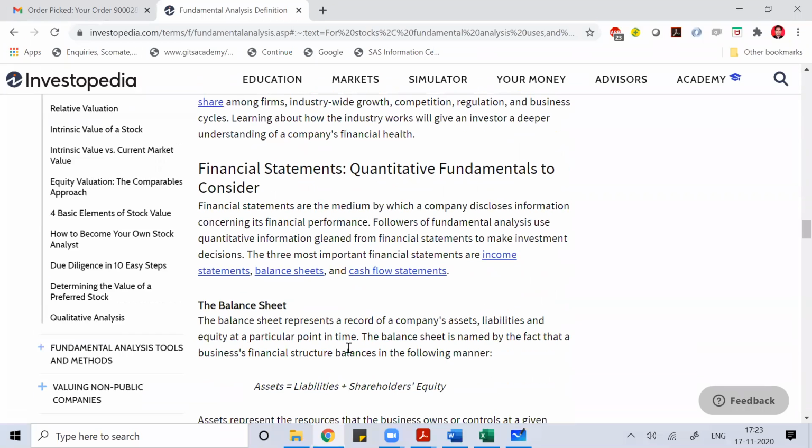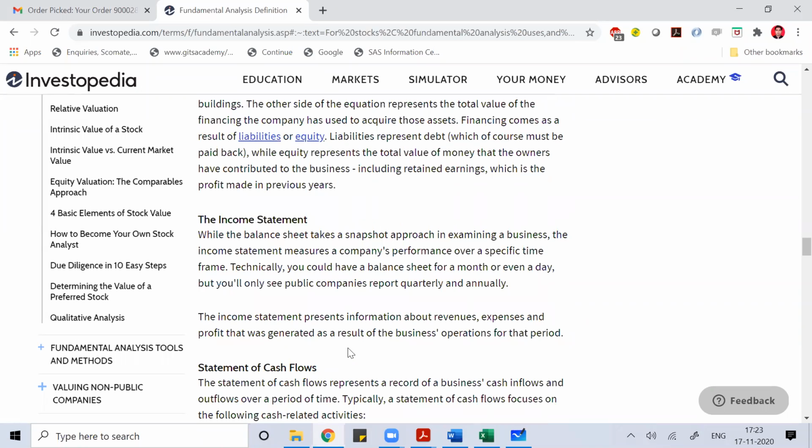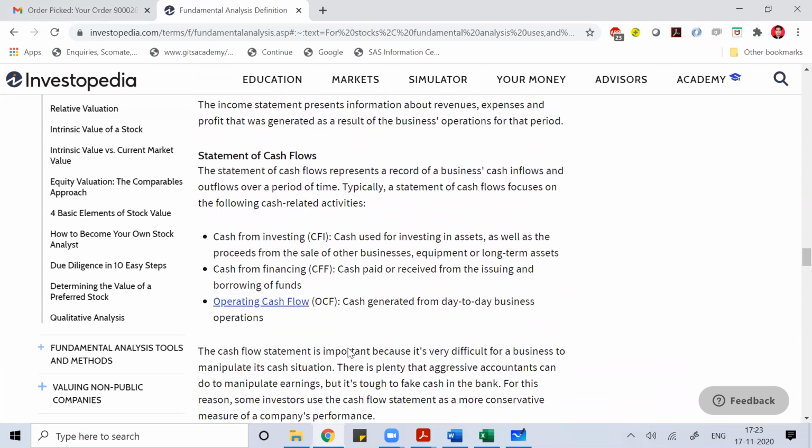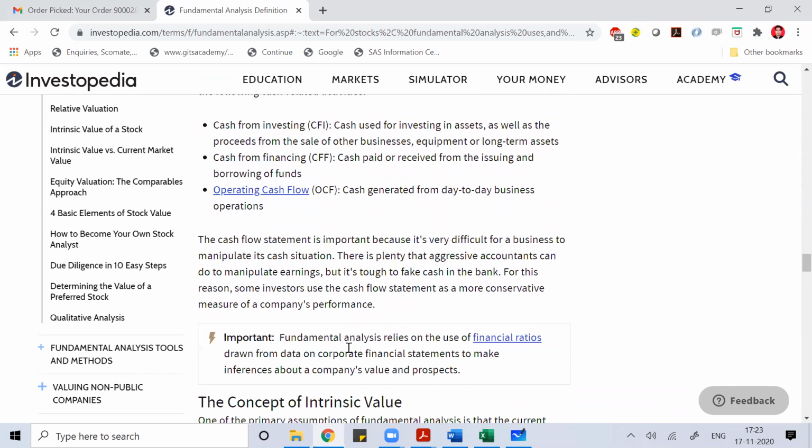Now when we talk about quantitative factors which we need to consider in fundamental analysis, those can be the balance sheet of the company, the cash flow statement, or the income statement. I have already discussed these statements. Then we do ratio analysis, and by looking at the ratios we try to understand the worth of the company. We also need to figure out the cash position of the company.